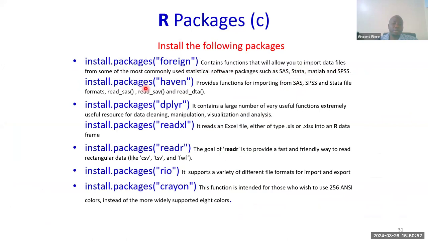But somebody else has developed another one called Haven. This one also was developed after foreign, and it was also developed to import files. Specifically, it imports files using read underscore SAS, read underscore SAV, so it also imports certain types of data with this format. But the very interesting package that I will never want you to forget is the dplyr package. Anytime you open your R, make sure that this package is running. This package called dplyr has been extensively used to manipulate data, data cleaning, data manipulation, data visualization. It is a package that is helping you to change the data set.